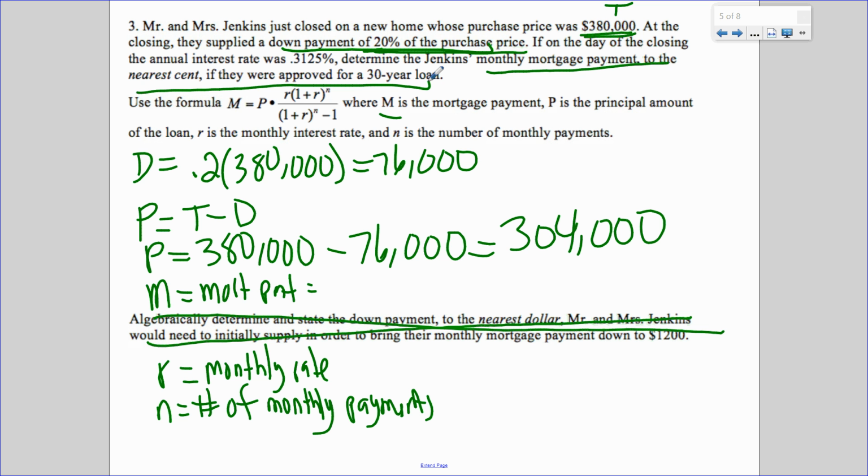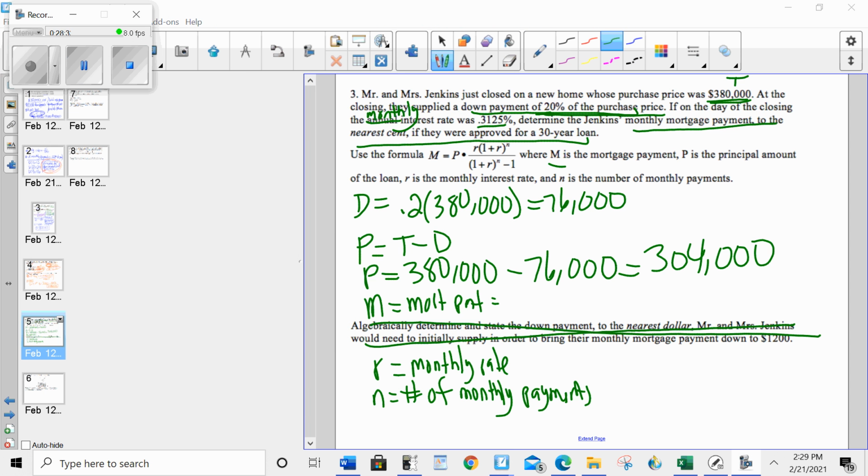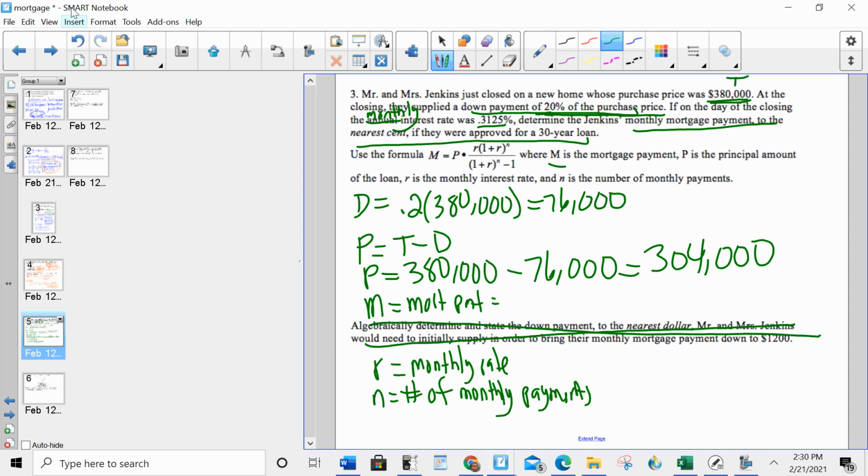Okay, now that you tried the top one on your own, the annual interest rate was 0.3125. Okay, you know what? This I believe was a typo. I think this is supposed to say the monthly, if I remember correctly. Let me just make sure. Yeah, I just double checked my key. That was supposed to be monthly, so that was just my mistake. So hopefully I didn't throw you off too much.